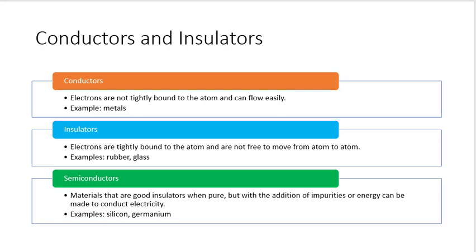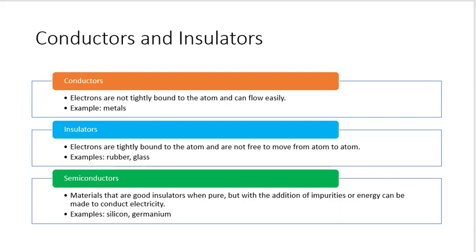Since we're talking about charges, we need to talk about the charges moving around in materials. So we have conductors, insulators, and semiconductors. Conductors are the ones where the electrons are more free to move around and flow easily, and those are metals, basically. Insulators are the ones where the electrons are tightly bound to the atom and not free to move from atom to atom. So charge doesn't flow, and that's going to be rubber, glass, styrofoam, and some of the other things that you think of as insulators.